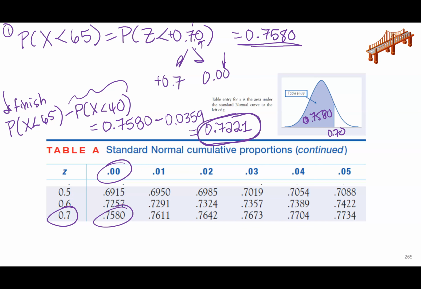So that being, if I were to randomly select a car driving on this bridge, 72.21% of the time, the car is going to be going between 40 and 65 miles per hour.